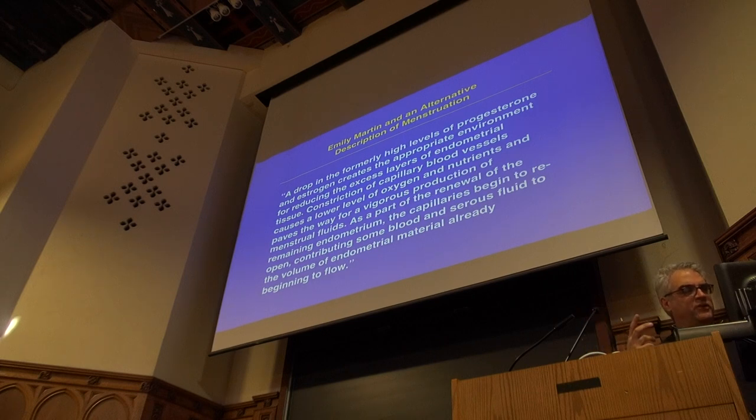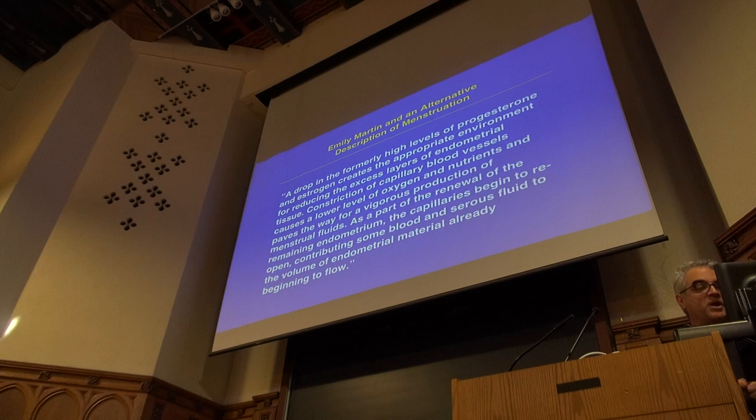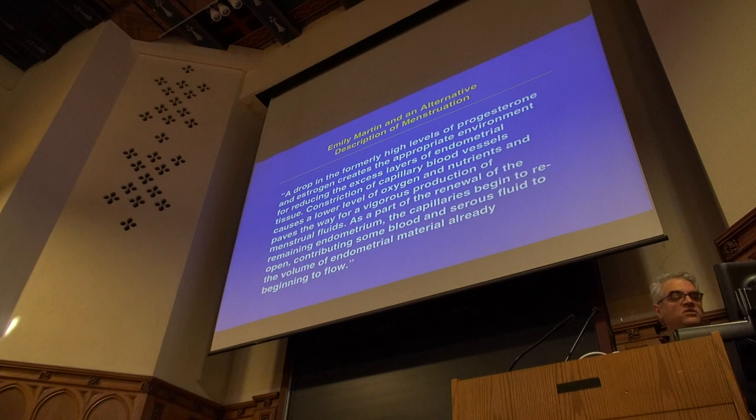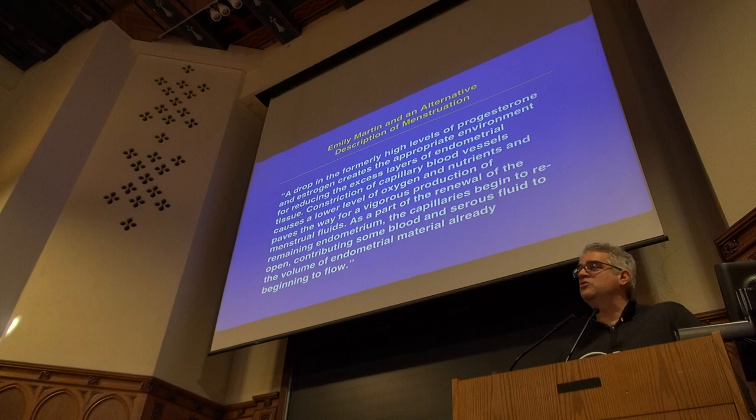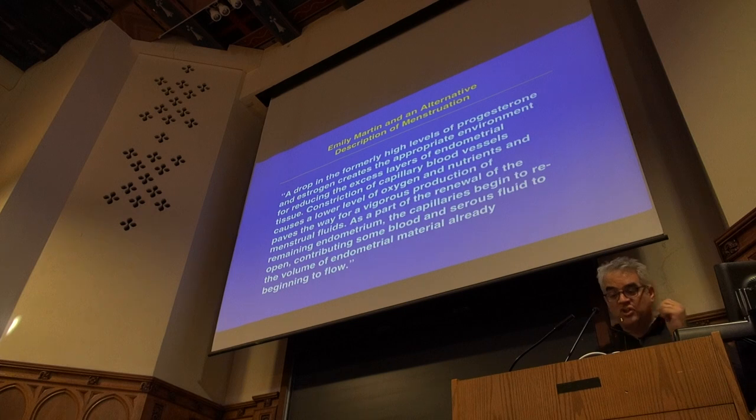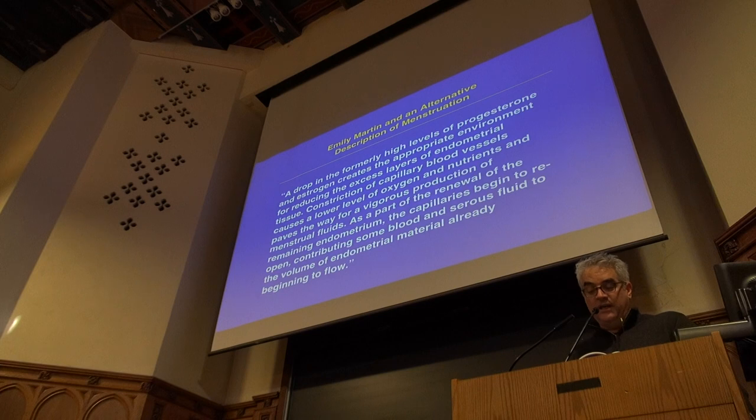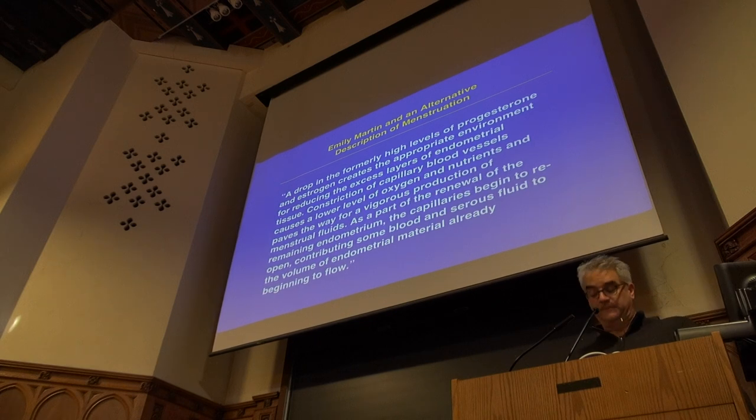As part of the renewal of the remaining endometrium, the capillaries begin to reopen, part of the renewal process now, contributing some blood and serous fluid to the volume of endometrial material already beginning to flow. There's nothing wrong with that description. It's entirely correct and totally different than the other description that is the kind of description you all saw in your textbooks. And the point, of course, is that conditions are judged by a social and normative standard. And whether we see something as pathological can depend on who we are, where we stand, and when we are alive. And you showed this yourselves in the exercise you did for the class.